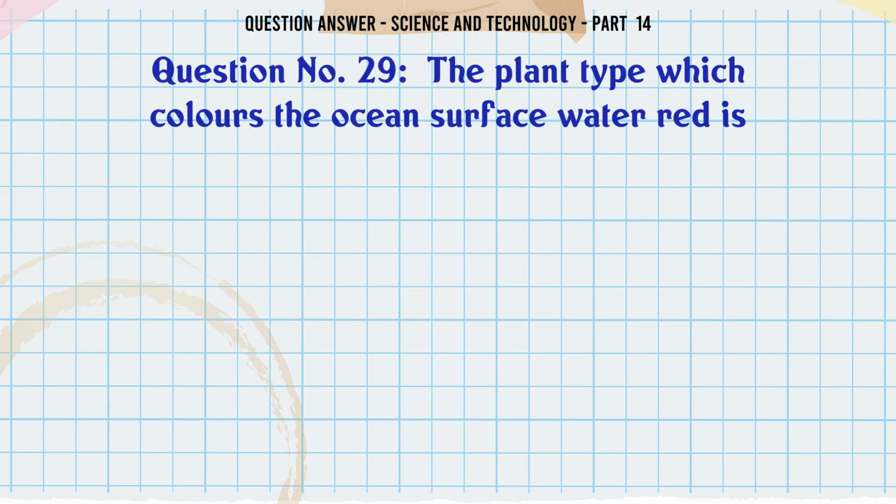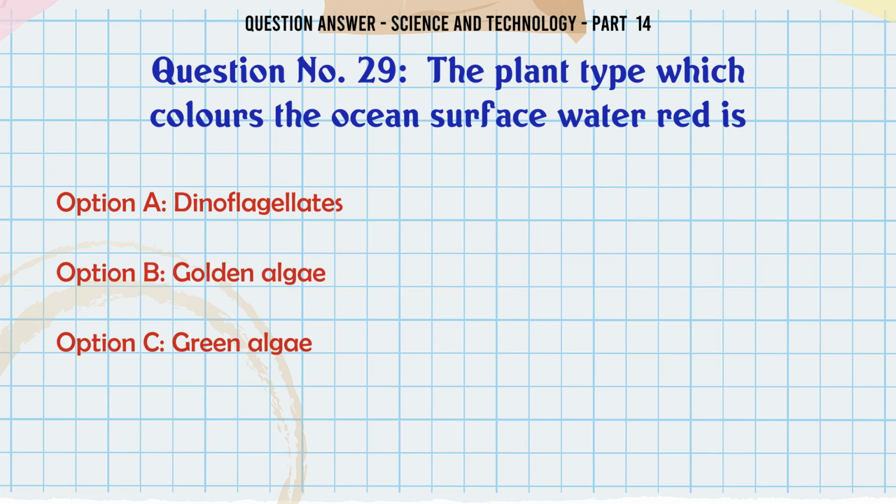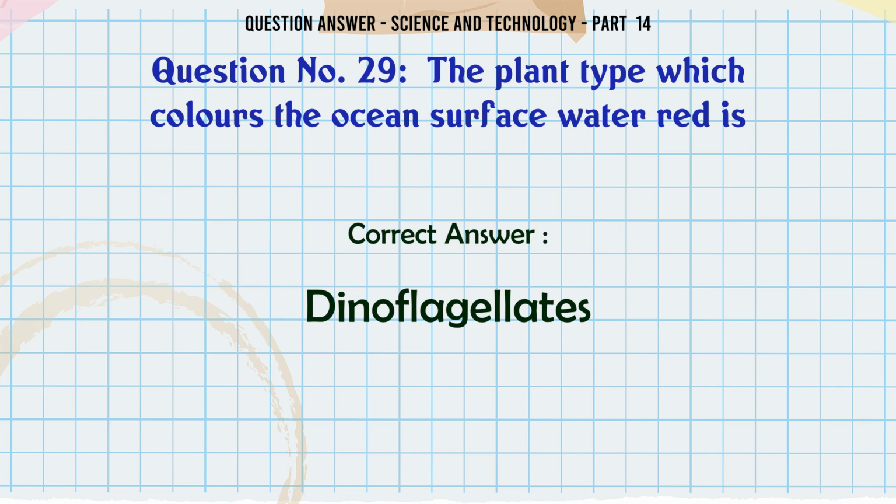The plant type which colors the ocean's surface water red is A. Dinoflagellates. B. Golden algae. C. Green algae. D. Red algae. The correct answer is Dinoflagellates.